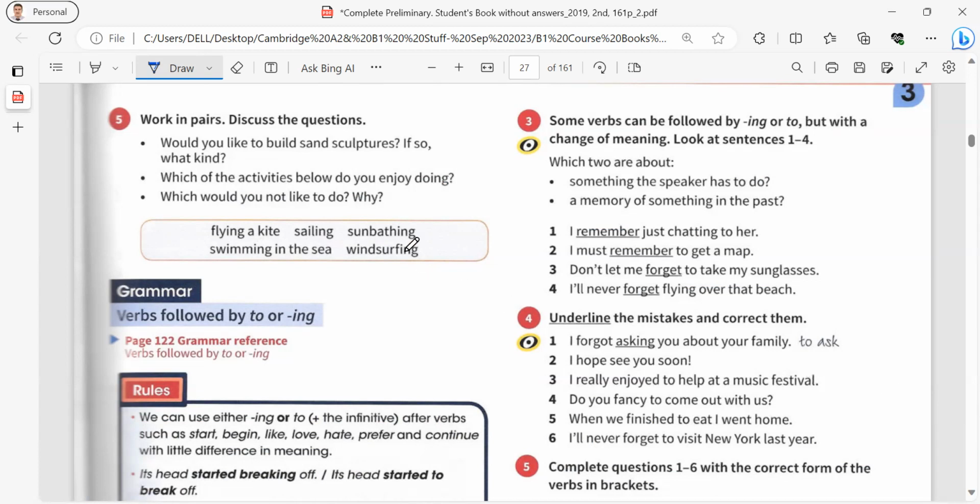Based on this, Nawaf, have you ever experienced it? Making sand castles, for example, or sand houses? Do you like staying on the beach? Yes. So would you like to build sand sculptures? Not really. It's not interesting for me. Okay. So which activities below do you enjoy doing? Here, flying a kite, all these activities, Nawaf, beach activities. Or you can say water sports, like flying a kite, sailing, sunbathing, swimming in the sea, windsurfing.